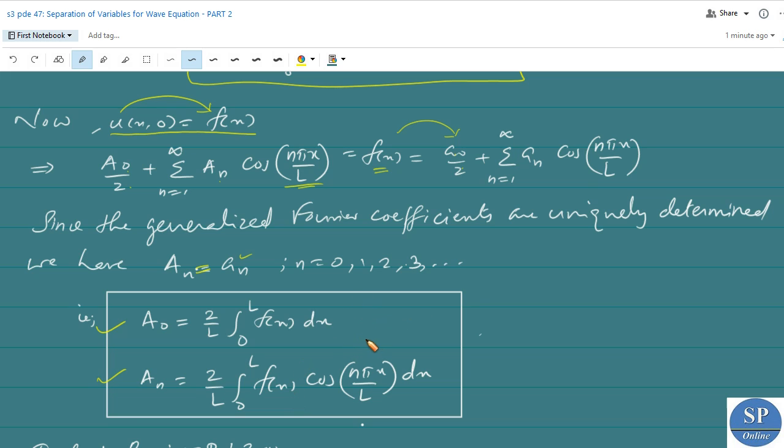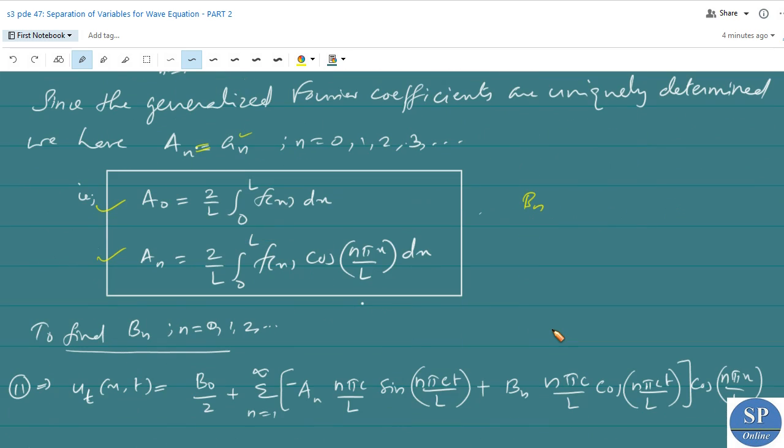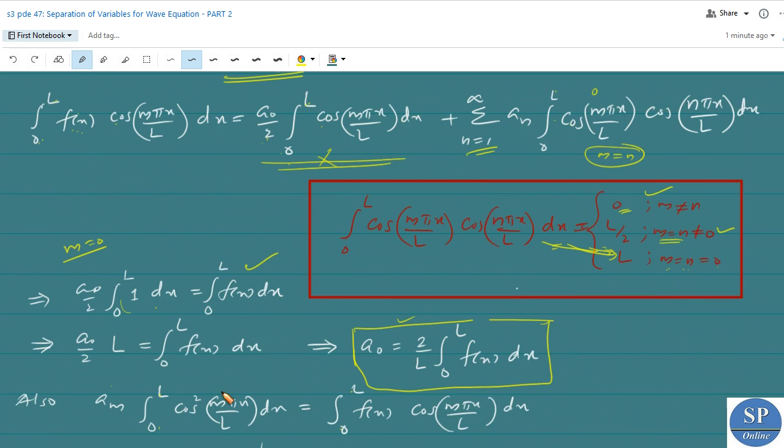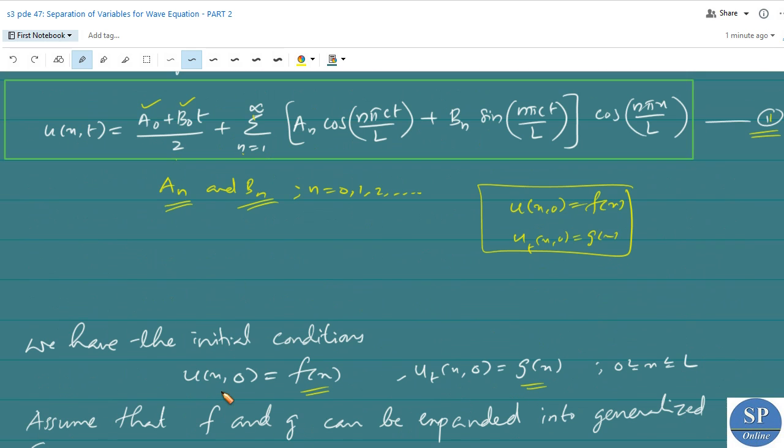Now our aim is to find B_n, okay, that is B_0, B_1, B_2, etc. For that we can apply the second initial condition, which is u_t(x,0) equal to g(x). For that, first we need to differentiate our solution u(x,t) with respect to t. That is, u_t(x,t) is nothing but B_0/2. We are going to differentiate our solution with respect to t. So our solution was this.